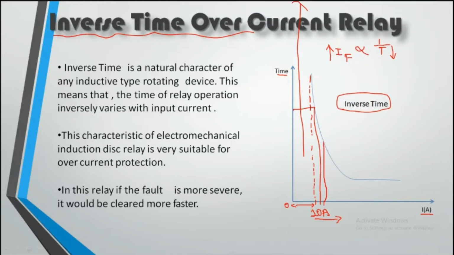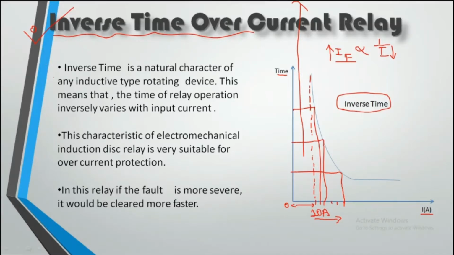And as we increase the amount of current, the time of operation of the relay will get decreased, right? And that is actually what we want, right? If the value of current increases, the time of operation should decrease, and that is why this particular one is known as the inverse time overcurrent protection relay.